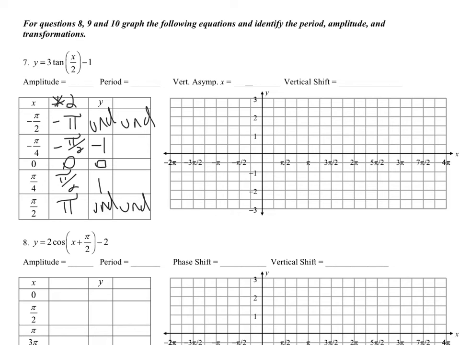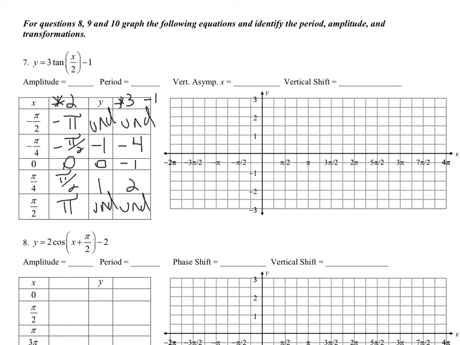All right, so now we're going to do our changes that we need to make to tangent. Well, this says we are going to multiply by 3 and subtract 1. So over here, we're going to multiply by 3 and subtract 1. So negative 1 times 3 is negative 3, minus 1 is negative 4. 0 times 3 is 0, minus 1 is negative 1. 1 times 3 is 3, minus 1 is 2. So now we're ready to graph.